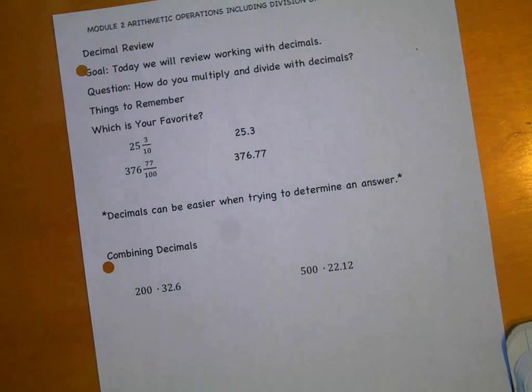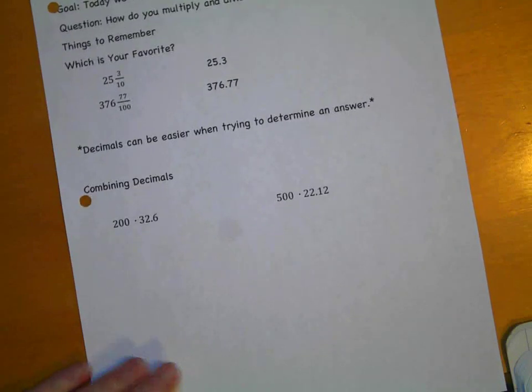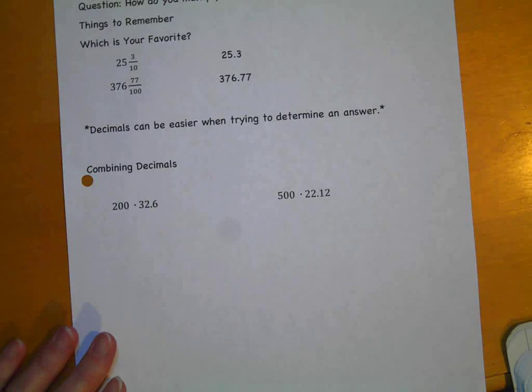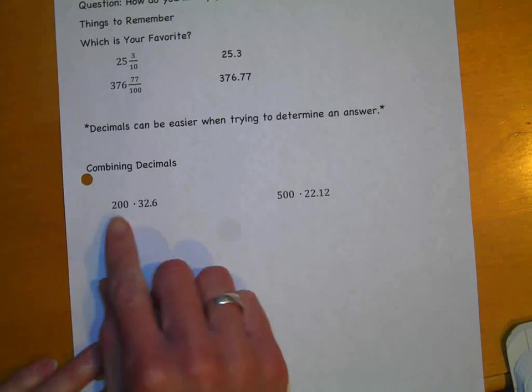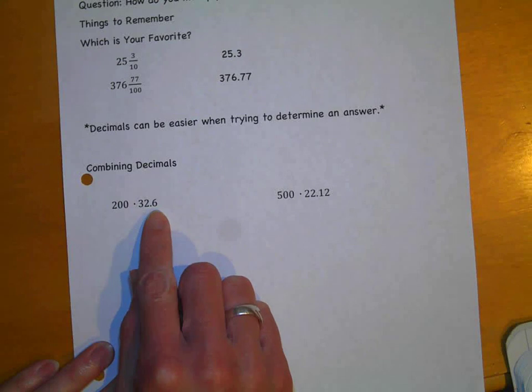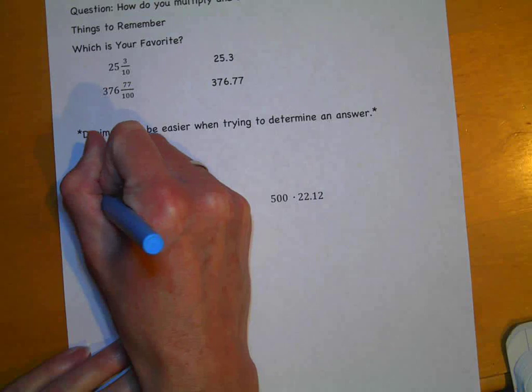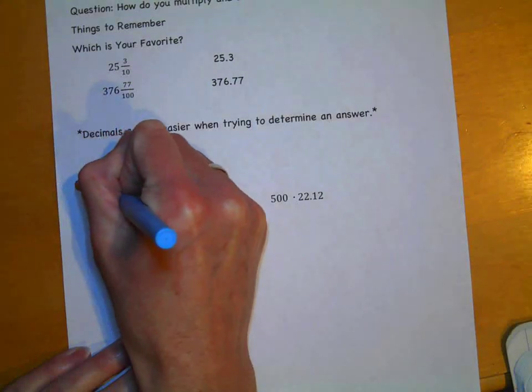So what we are going to do today is talk about two different ways of combining decimals. Some of you, like I said, may have already done this before, and this may be easy cheesy for you. But basically, I'm going to show you two examples. One of them is going to be specific to one way, and the other one is going to be specific to another way. So, for example, let's take 200 times 32 and 6/10. The first way that I want to share with you is what we call expanded form.